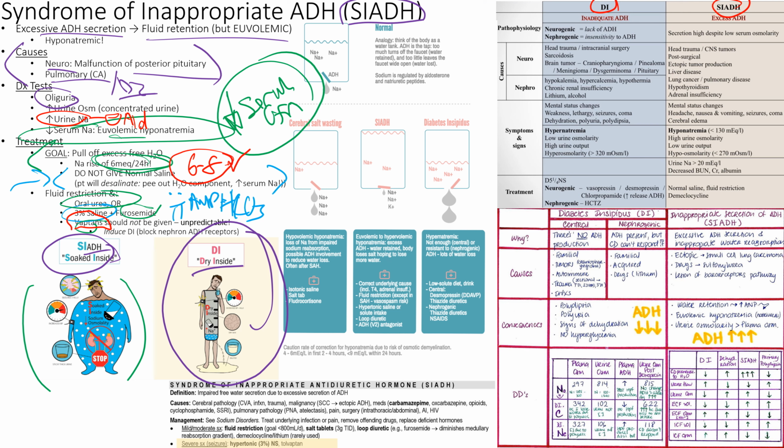All right, so those are really the key tests: serum osm, urine osm, and the serum sodium. Those three things we're going to be looking at, and of course the urine output can help too, but we're looking at those three things, and that's going to tell us if it's a DI problem or an SI problem.